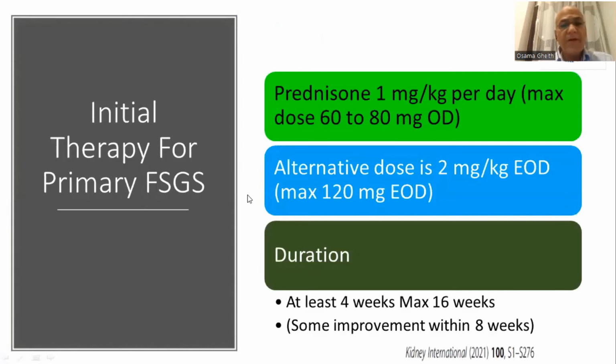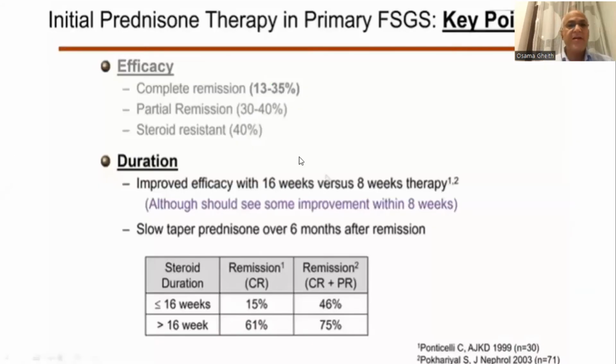So the initial therapy for primary FSGS is steroid, 1 milligram per kg per day, or alternative dose of 2 milligram per kg every other day. The duration should be at least 4 weeks and maximum 16 weeks. Usually some improvement happens at 8 weeks.